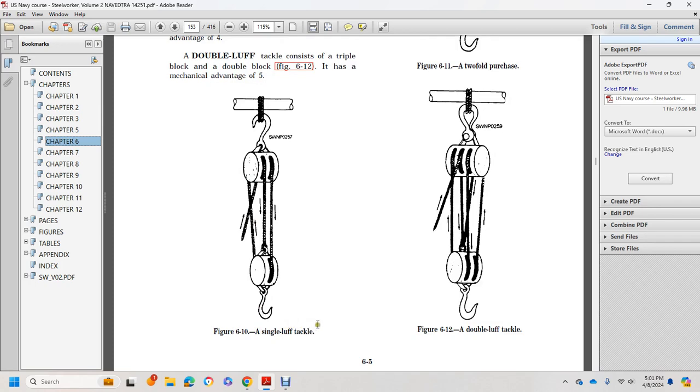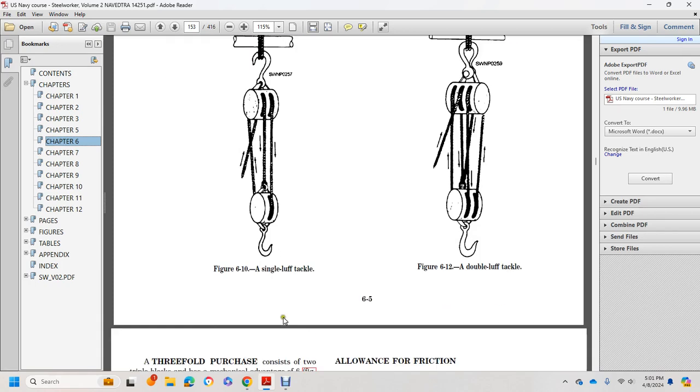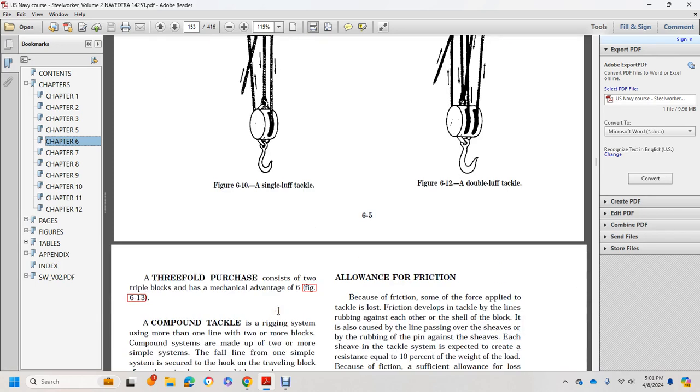Figure A shows a single luff tackle and a double luff tackle. The three-fold purchase consists of two triple blocks, with a mechanical advantage of 6.